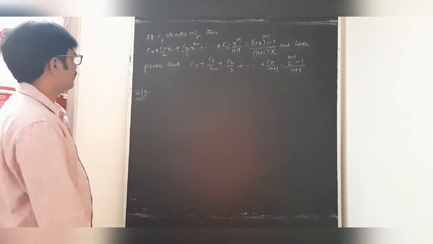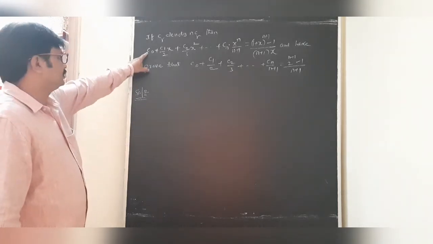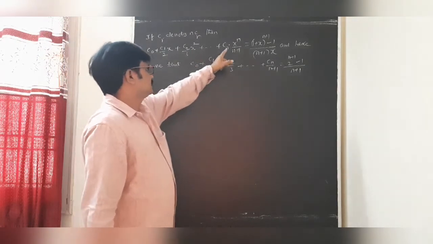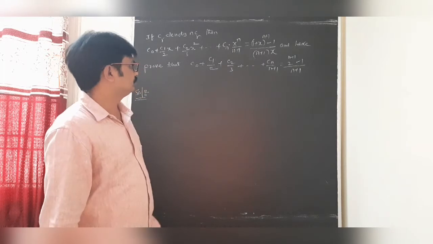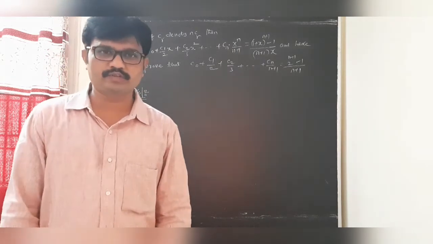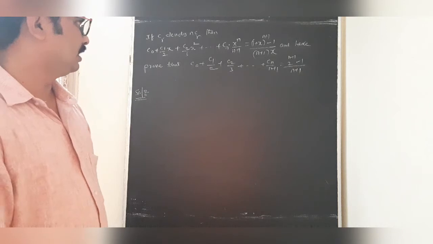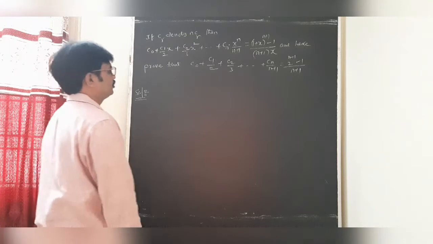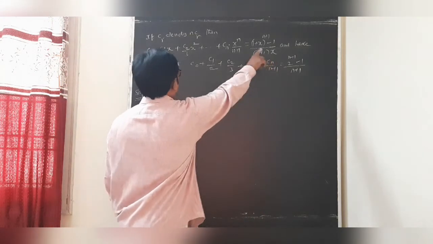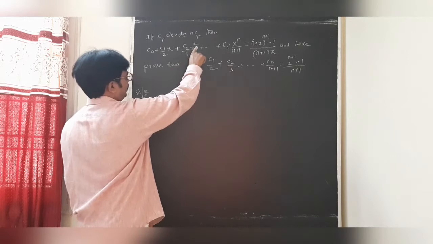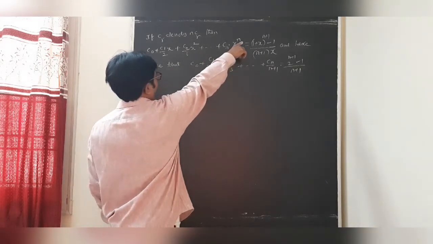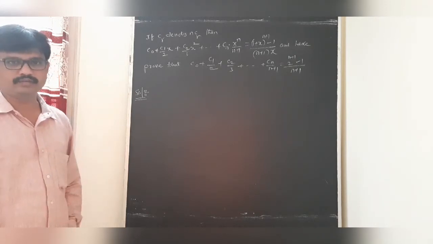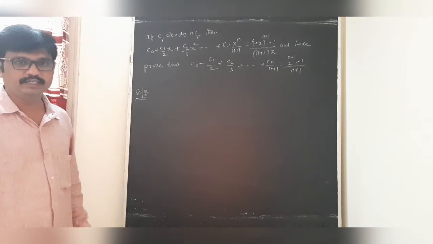Dear students, this is very important. C0, C1x by 2, C2x square by 3, and so on, Cn x power n upon n plus 1 equals (1 plus x) whole power n plus 1 minus 1 upon (n plus 1) into x. Suppose the x is sent to the other side, this is x square by 2, x cube by 3, up to x power n plus 1 upon n plus 1. This is very important, students.